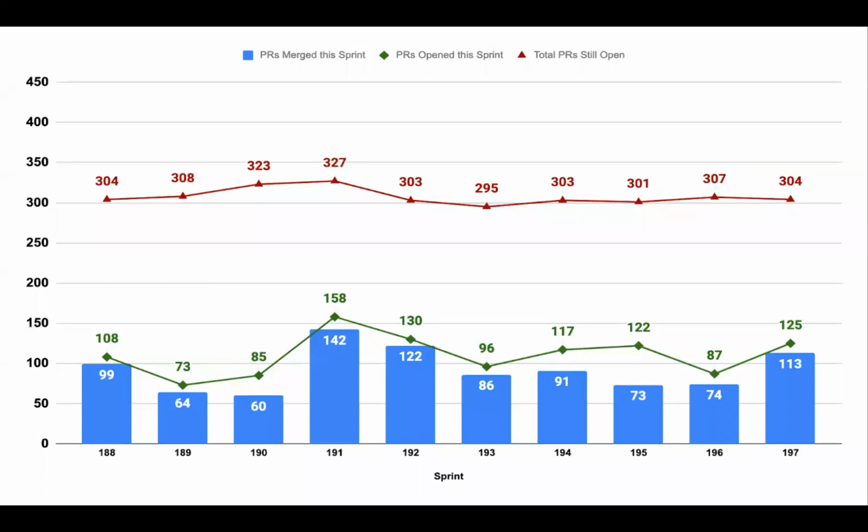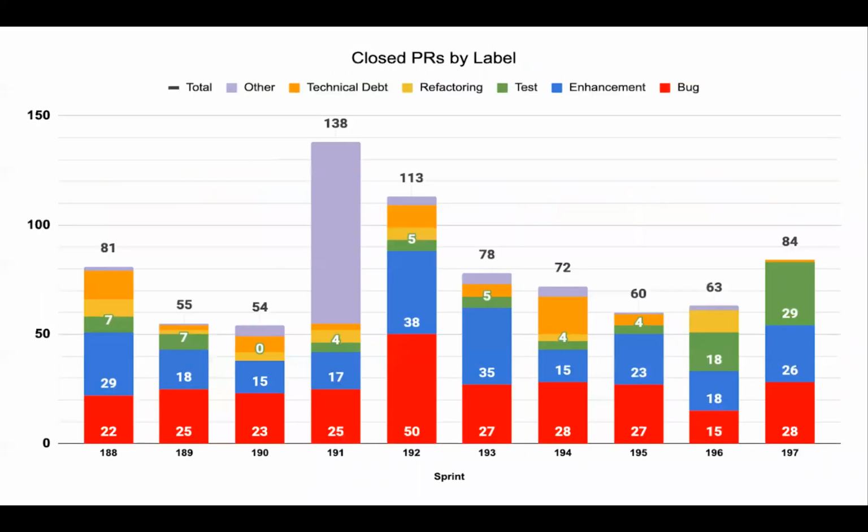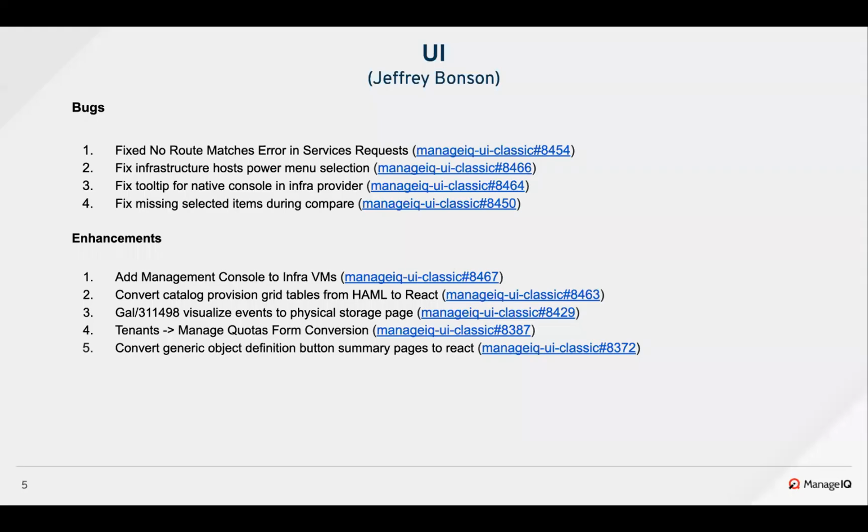As you can see, this was a pretty normal sprint. PRs merged was up a little bit due to the Ruby 3 change that ended up creating PRs in every single repo in order to upgrade Ruby. And Joe will probably talk about that on his slide. And over to Jeffrey for the UI.